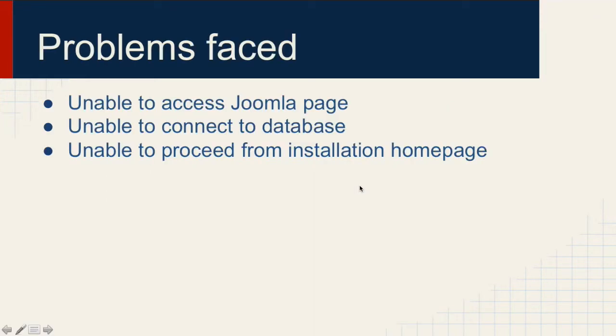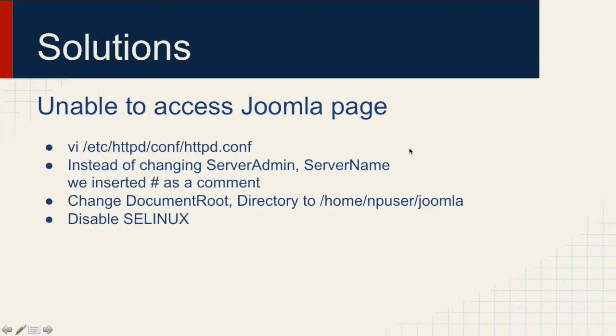So yeah, that's it. This is our problems faced. We are unable to access the Joomla page, unable to connect to the database, and unable to proceed from the installation home page. So the first problem is being unable to access the Joomla page. The problem is that inside this configuration file, we actually configured our server admin and server name, which is not right. We are actually supposed to leave it as a comment.